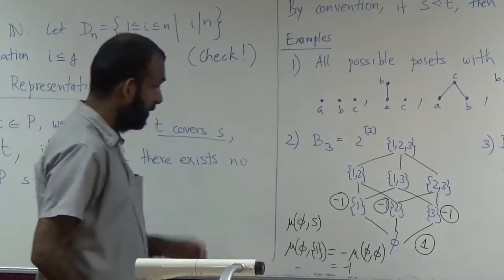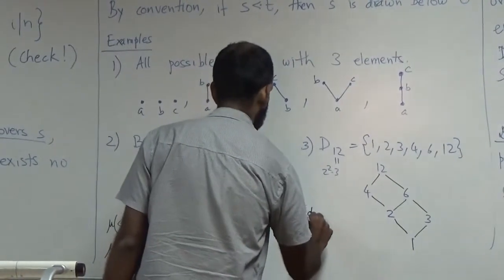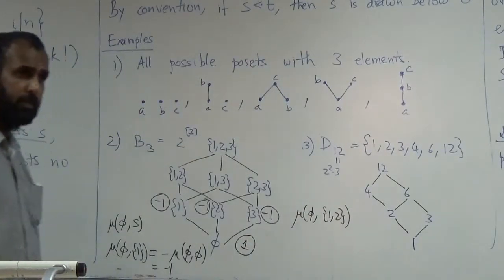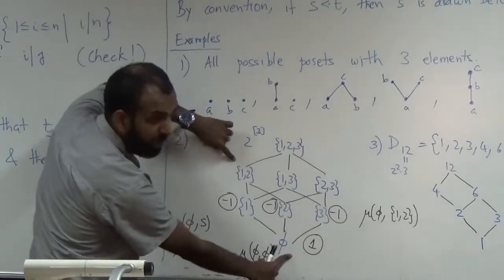Okay? Now let us compute mu of phi, {1,2}. So now I'm looking between phi and {1,2}.